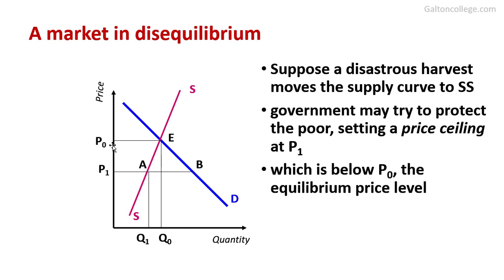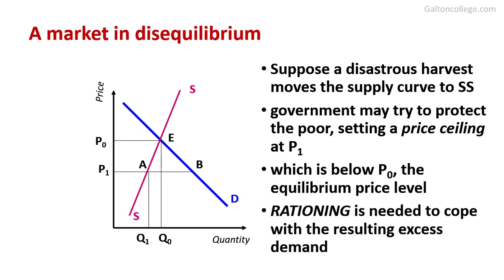Well, P1 is below P0, the equilibrium price. So what we've got here is excess demand. At P1, there is more demand than supplied. The demand is B and the supply is A. That means we have a shortage. So we'd need rationing. We need some way of delivering this good to the poor people. We need to limit what they can buy.